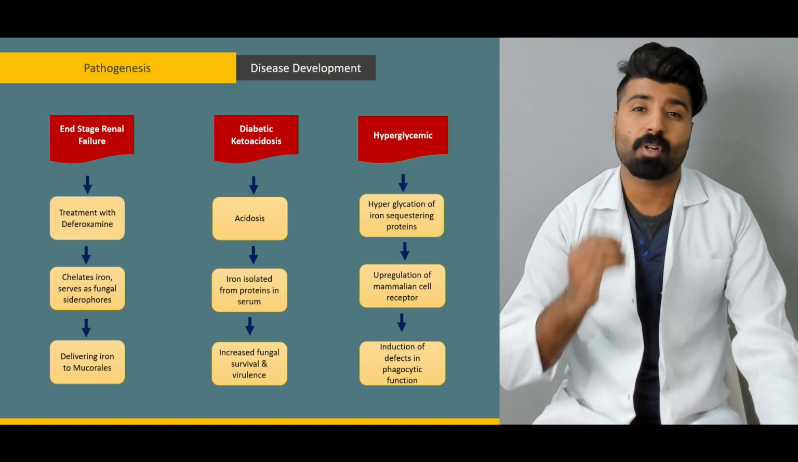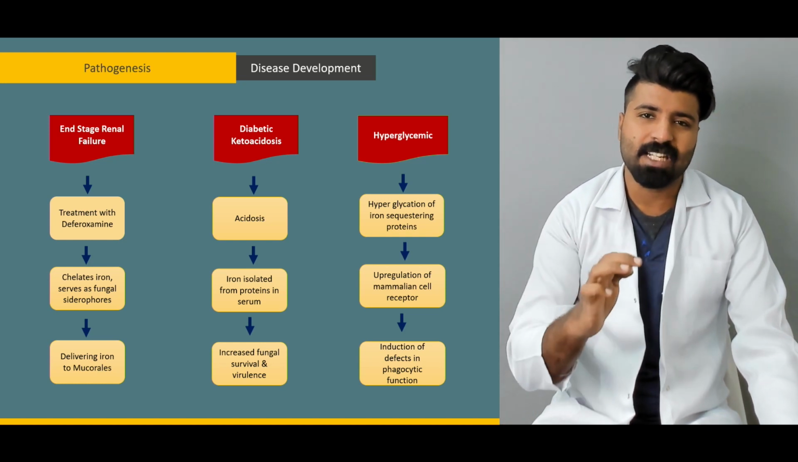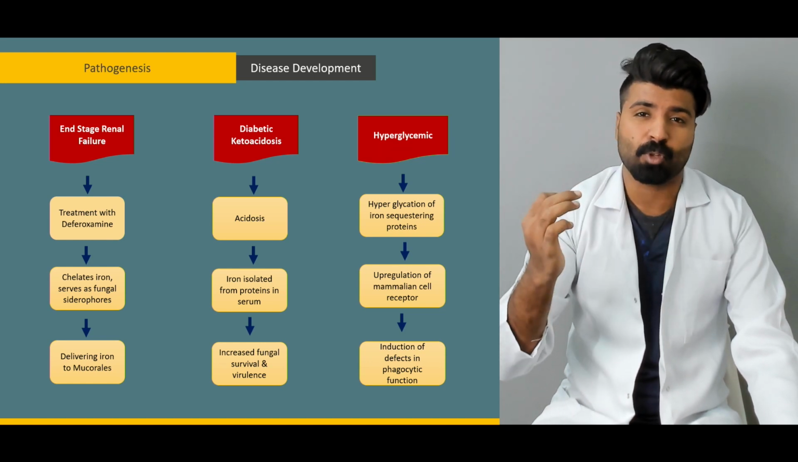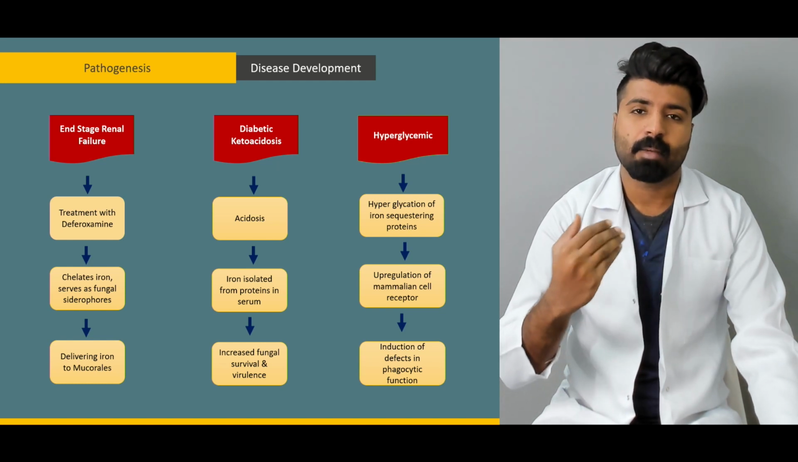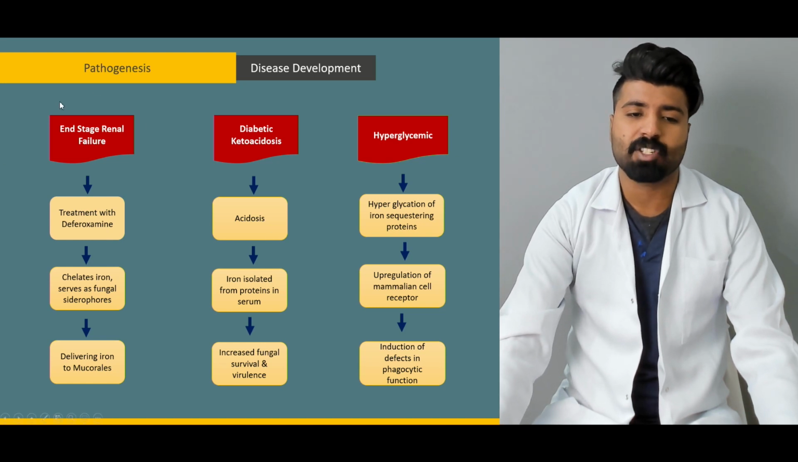Next, we're going to talk about how other diseases and pathologies, and their consequences, might lead to mucormycosis. We'll talk about how end-stage renal failure will lead to mucormycosis, and how diabetic ketoacidosis, if the patient is going through a ketotic episode, leads to increased fungal and viral survival.